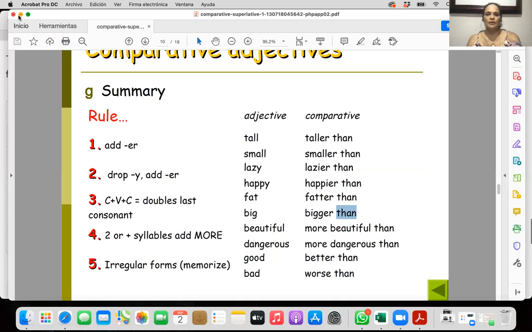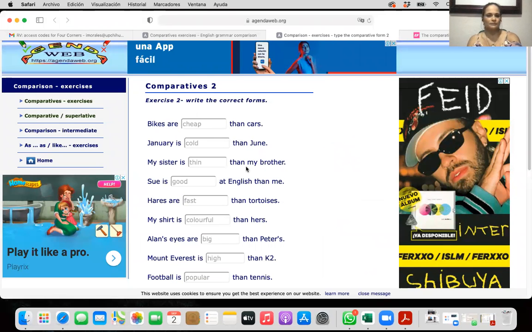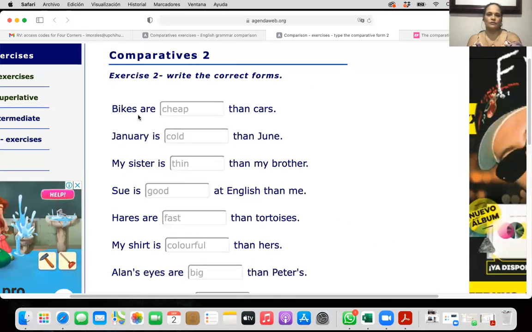But now I'm going to show you a little practice. Let's see right here. This is very simple practice. The first thing we're going to do is change the forms. It says write the correct forms. This exercise is easy because we have the verb to be and we already have the word than in practically all of the exercise. So what we really have to do is just change the adjective.